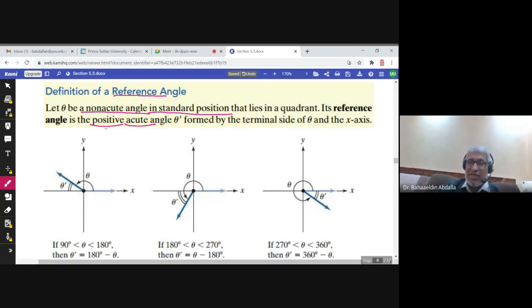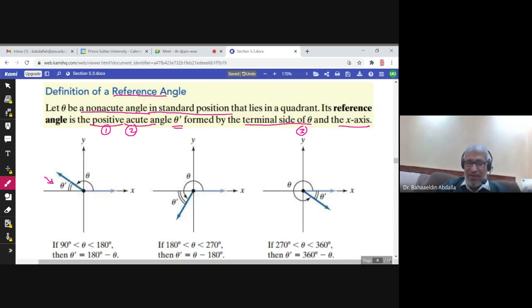And remember, acute means less than 90. So first condition, it has to be positive. Second condition, it has to be acute. We will call it theta prime. The third condition: it is formed by the terminal side of theta and the x-axis. Look here. This is the angle theta. Where is theta prime? This angle is theta prime.